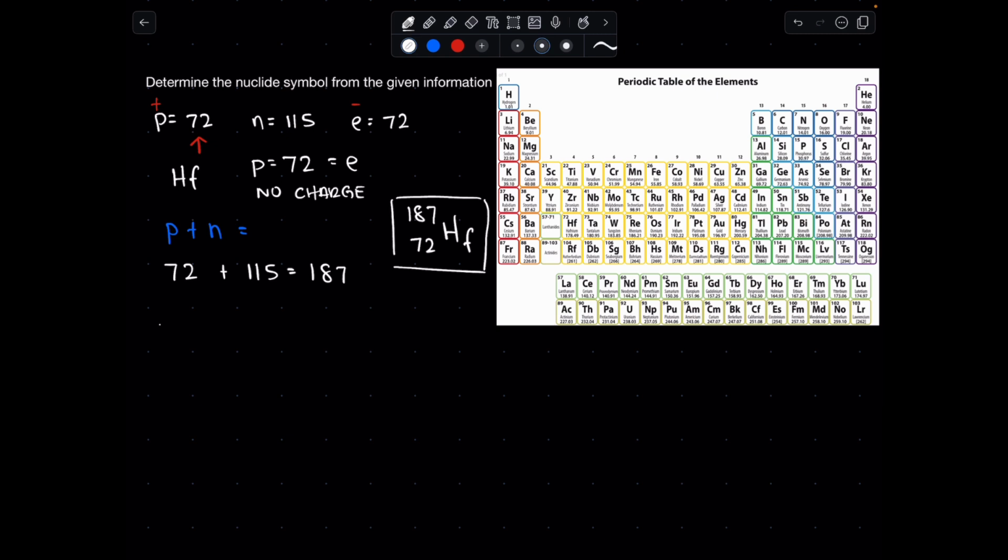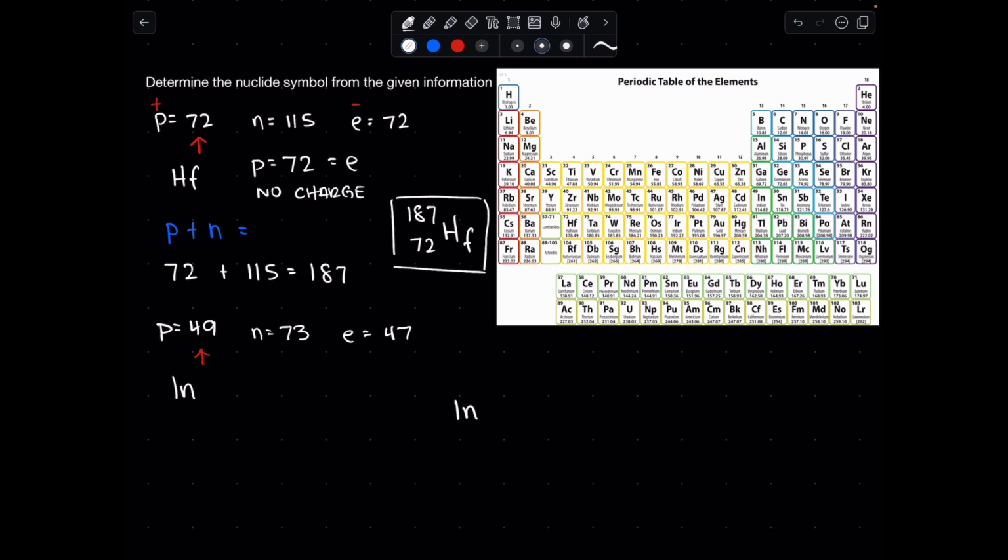Let's try another example. So in this case, our protons are just going to be equal to 49, our neutrons are going to be equal to 73, and our electrons will equal 47. So again, let's determine which element we are working with by looking at our number of protons. Because this is 49, we're going to look for element number 49 on our periodic table, which happens to be indium. So we're going to put our IN over here.